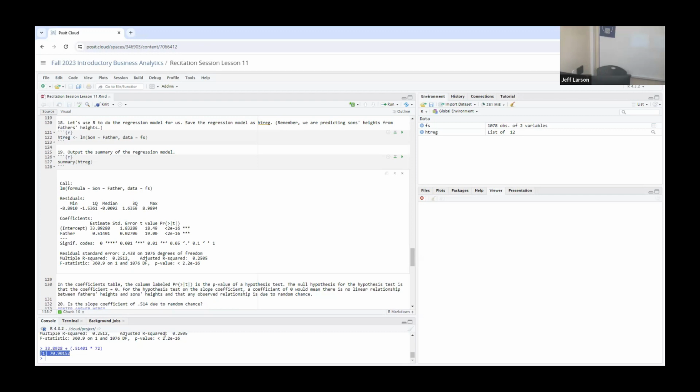So that's the percent variation explained. If you have all these sons with all these different heights, right? One son is 62 inches, one son is 74 inches. How much of that variation in height is due to their fathers' heights? 25% of it. So 25% of this variation in sons' height is explained by the father's height. Okay, so that's the phrase I want you to remember with R squared: percent variance explained.